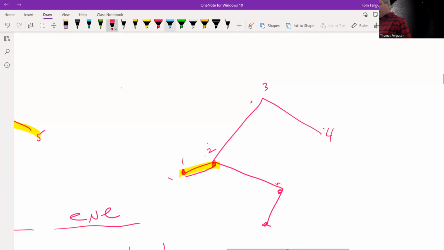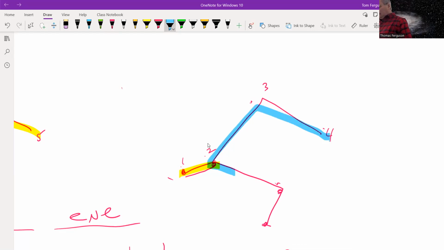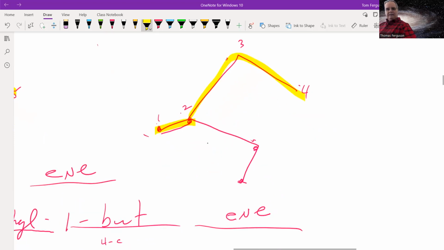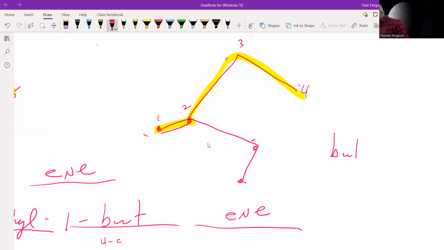Okay, so this would not count because it doesn't include the double bond. Even though it's longer, would not count. It has to include the functional group. So let's just use this since I've already numbered it. Okay, so we've got 4 carbons long. So it's going to be a butene.